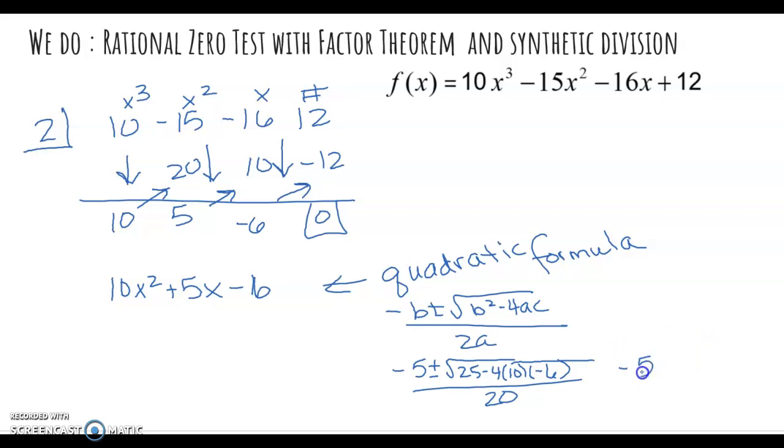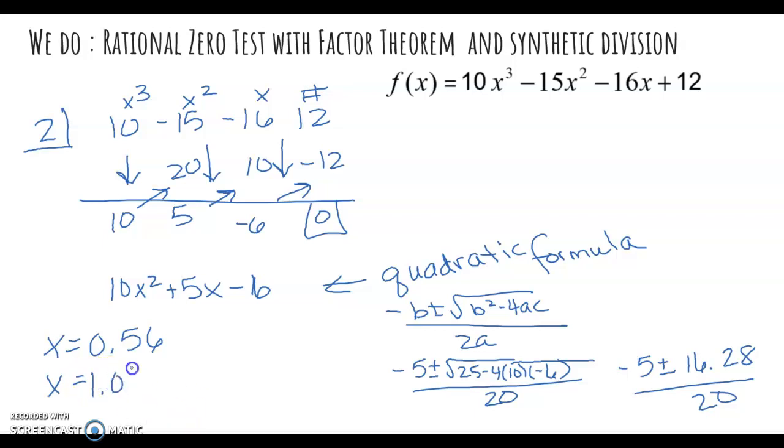So we've got -5 plus or minus 16.28, we'll round that, over 20. So if we simplify this, we get 0.56. We've got an x at 0.56 about, and an x at -1.06, and our x at 2. And that is our answer.